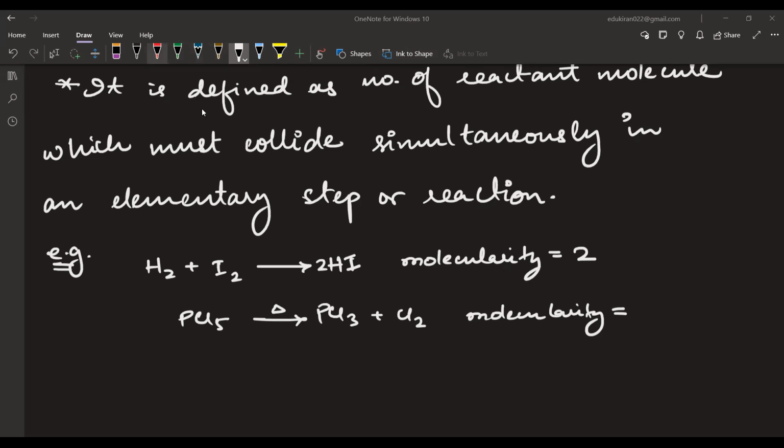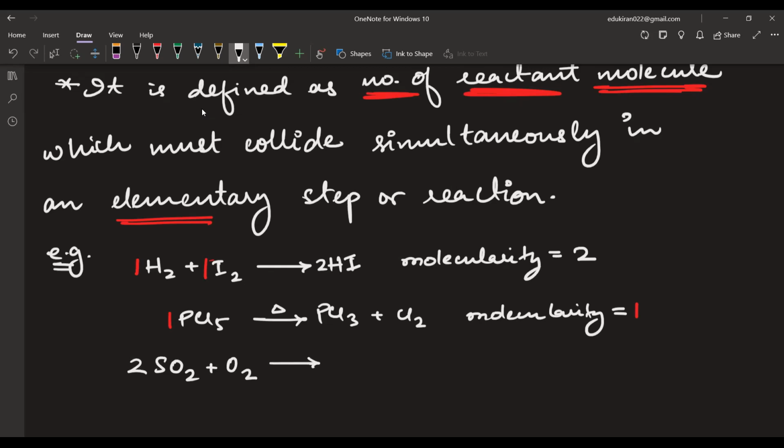It is defined as the number of reactant molecules which must collide simultaneously in an elementary step. So when you have an elementary step, here we had one H2 and one I2. They added up to 2. Here we have one PCl5. तो molecularity क्या होगा? 1 होगा. Right next, tell me the molecularity. 2SO2 plus O2 is giving me 2SO3. What will be the molecularity? So 3. Very good.